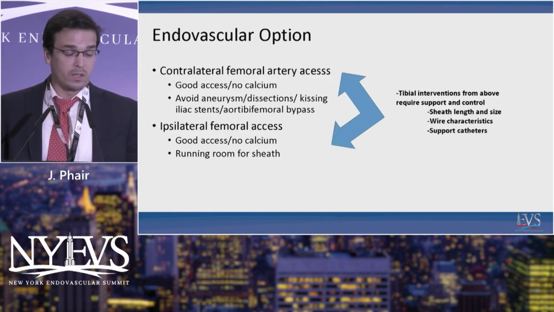Either way, when you're intervening below the knee and treating tibials, it requires support and control. And this comes down to the sheath size and length. Whenever I'm intervening on just the tibials, I want to get a long sheath, either a 90 centimeter or 65 centimeter sheath, sitting right where the tibials are. I want to work with the correct wires, usually 014 or 018, but not 035, because 035 can cause a lot of damage in those vessels, especially if you go into a collateral branch. You can have a perforation that can't be treated. And you want to use the correct support catheters.